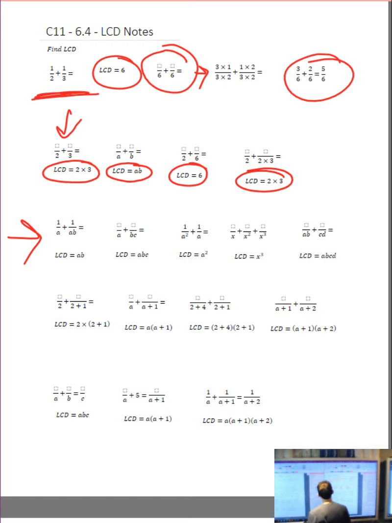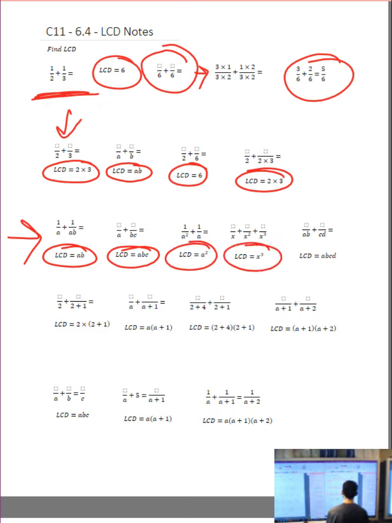Okay, down the line. The LCD between A and AB is just AB. We don't have to have A squared. They both have an A, so we need an A. Then they both need a B, because we have a B. The LCD between A and BC is ABC. The LCD between A squared and A is just A squared. The LCD between X squared and X cubed is X cubed. The LCD between A, B, C, D is ABCD.